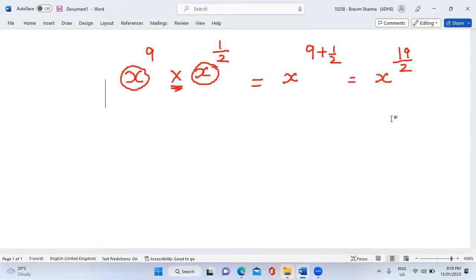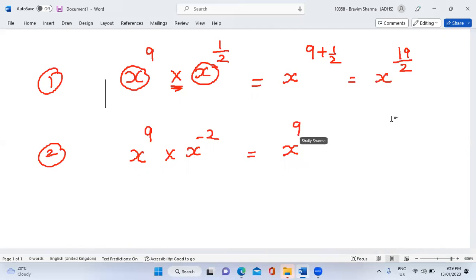Now you can take a second example. I can take x to the power of 9 times x to the power of negative 2. You can take negative exponent values as well. So here it will be x to the power of 9 plus negative 2, which means it is going to be 9 minus 2, and that is 7.